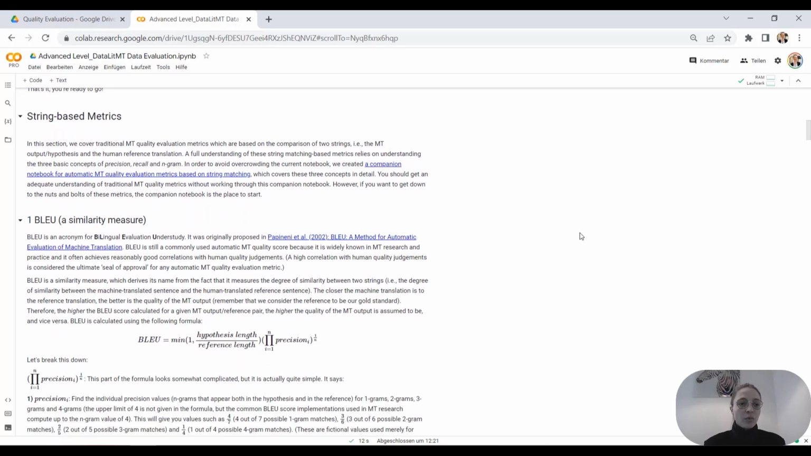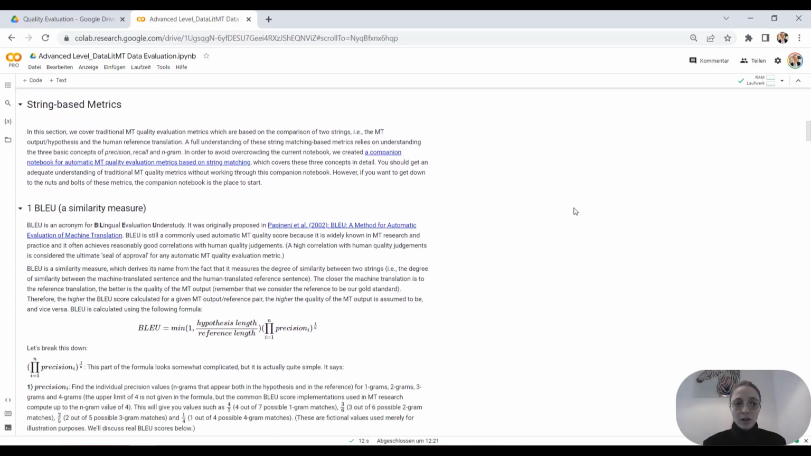So now we can move on, and the first topic will be our string-based metrics, so BLEU and TER. And important to know here is that string-based metrics compare the actual strings of the sentences, so the actual words. And there is more information on this in a companion notebook on the topic of string matching. So you can have a look at this notebook that I've also covered briefly in the basic level video, because here basic concepts such as precision, recall and n-grams are described in more detail. So you're welcome to have a look at that notebook that gives a brief overview of these basic concepts.